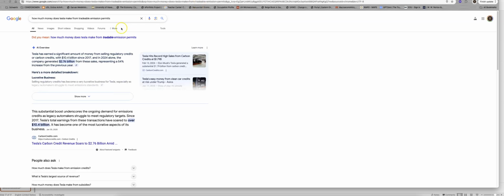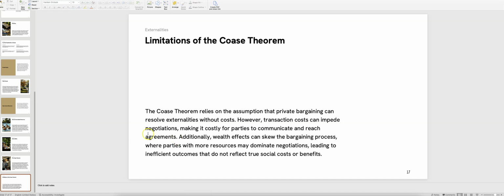That's quite a bit. Since 2017, over $10.4 billion. It's become the most lucrative aspect of their business. So they get a carbon credit revenue. 2024 alone, $2.76 billion, a 54% increase. Quite a bit of money. Elon Musk should be pretty happy with Ronald Coase. And just in general, the free market solutions that we have. Okay.